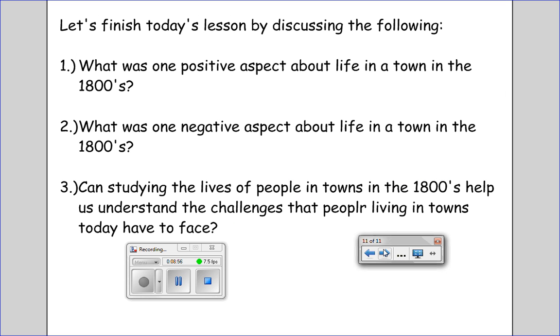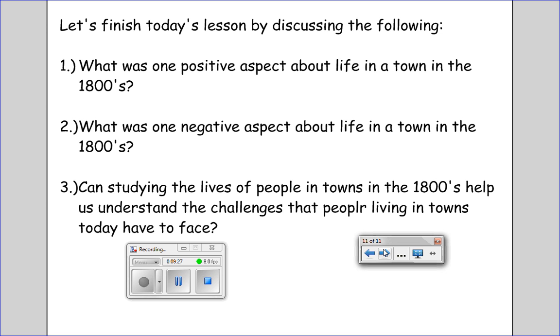All right, and we're actually going to finish today's lesson by discussing the following 3 questions. Number 1, what was one positive aspect about life in a town in the 1800s? 2, what was one negative aspect about life in a town in the 1800s? And finally, 3, can studying the lives of people in towns in the 1800s help us understand the challenges that people living in towns today have to face?